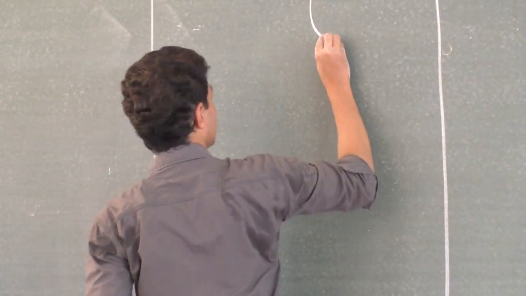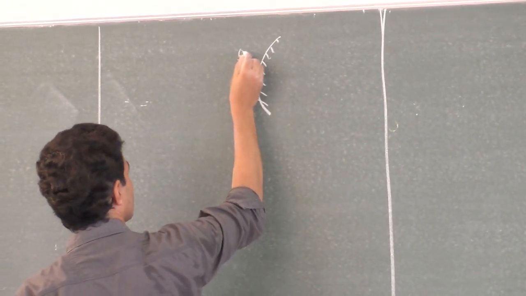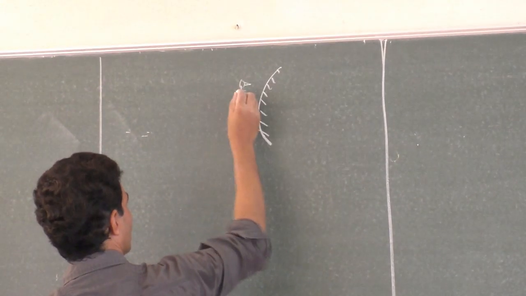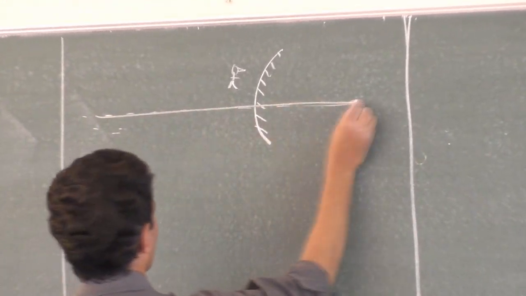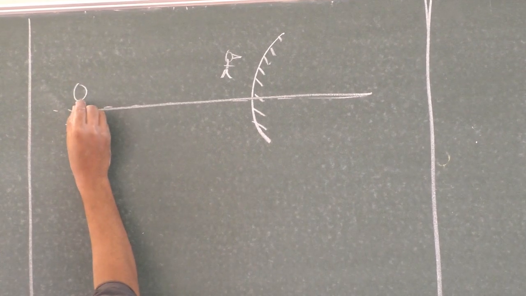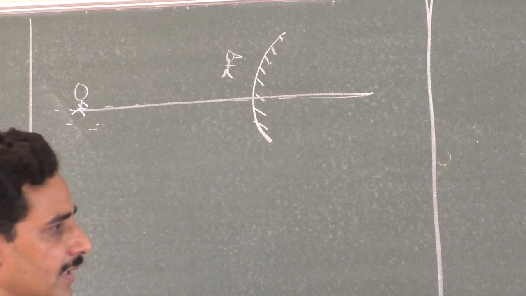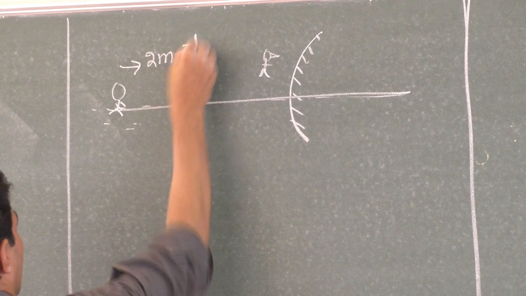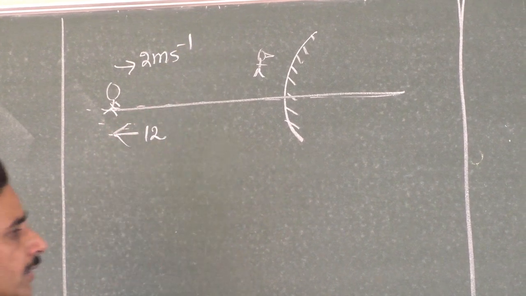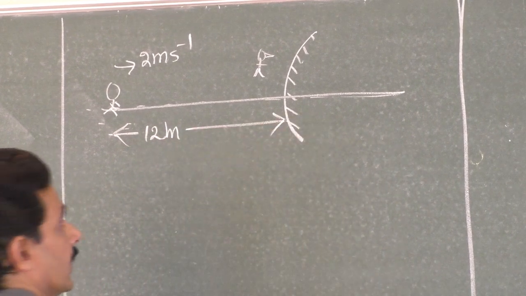Okay, now. It is a convex mirror. Reflecting side is outside. This is a rear view mirror. So you are sitting in a car and you are observing the rear view mirror. And the person is running from somewhere here. So here is the person who is running and coming like this, at a speed of 2 meters per second towards the rear view mirror. And he is situated at a distance of 12 meter from the mirror. It is like this. Okay.